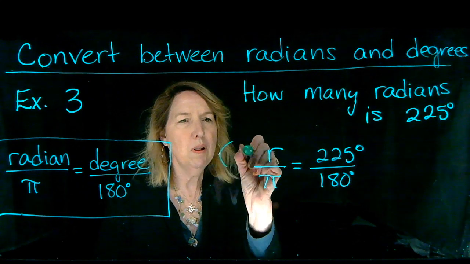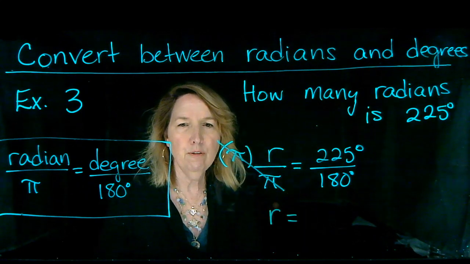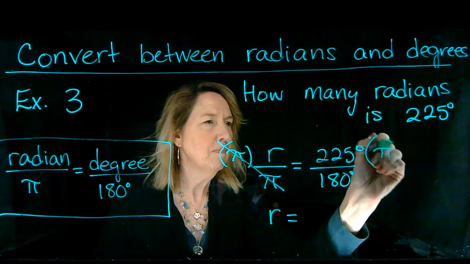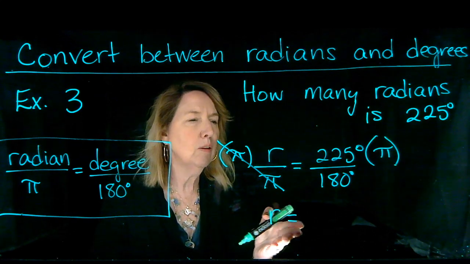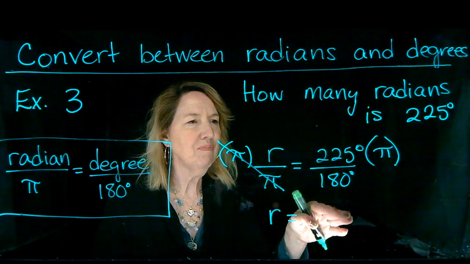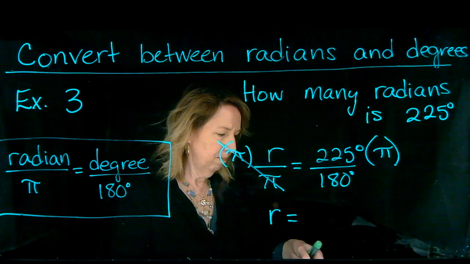Solving for r, I'm going to multiply by pi to cancel that to get r by itself. But what I do to one side, I must do to the other. And so the radians, the answer for r, is equal to whatever this reduces to. Both of these numbers are reducible by 5.